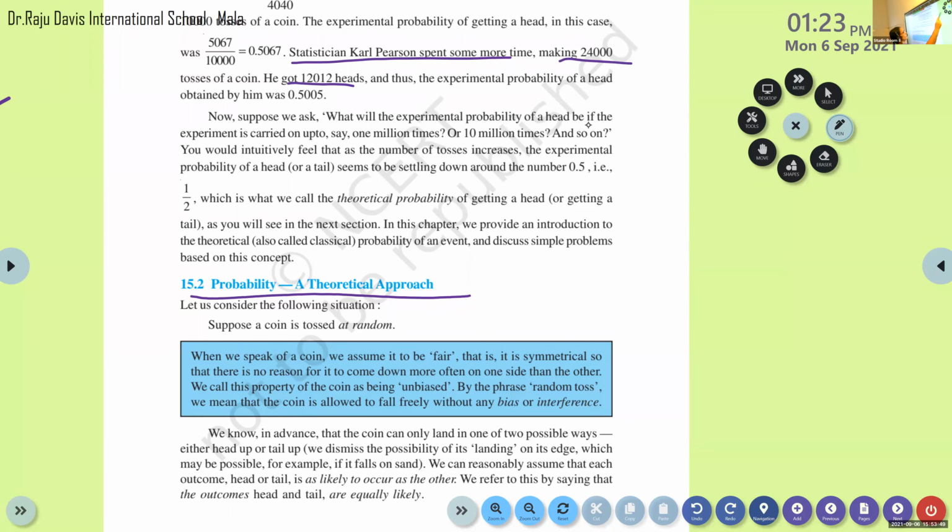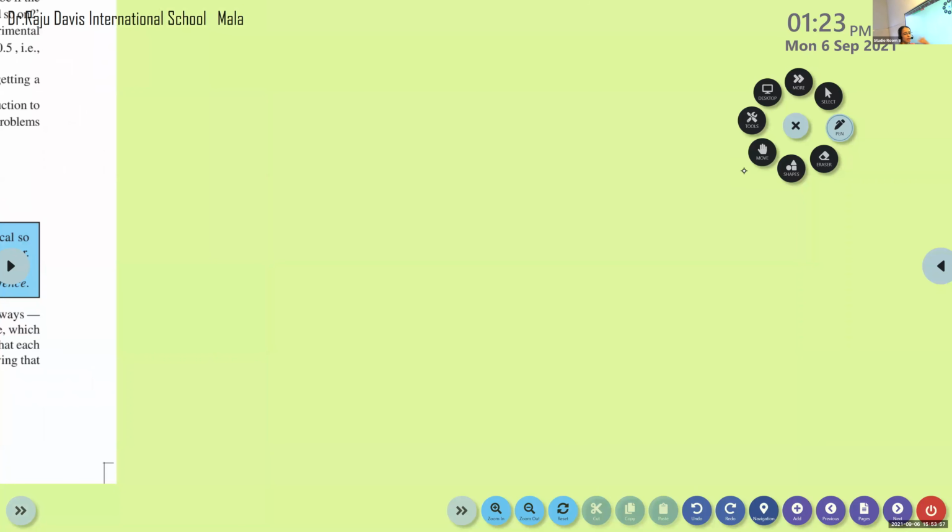Okay, children. Before moving to probability and its formula, we will recollect some terms that we are using in probability. First one is random experiment. What is a random experiment? Tossing a coin is a random experiment. Throwing a die, taking a card from a pack of playing cards. All these are random experiments, which means we don't know the result. Without knowing what will happen, we are doing it. Taking a ball from a basket full of identical balls is also a random experiment.